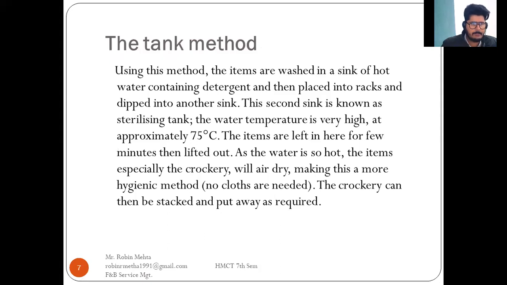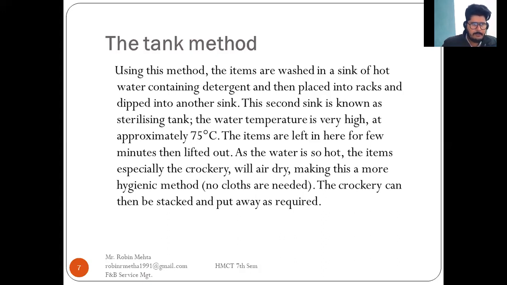Using this method, the items are washed in a sink of hot water containing detergent and then placed into a rack and dipped into another sink. Like there are 2 or 3 sinks or 2 or 3 tanks. First we put into that, and after taking out, we again put into the hot water or into another sink. This second sink is known as the sterilizing tank. The water temperature is very high, approximately 75°C.